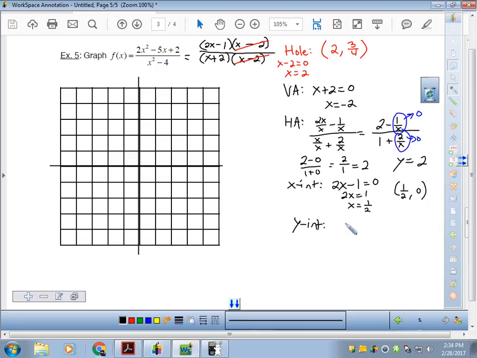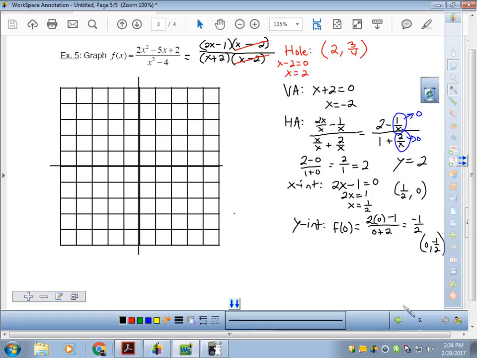And then lastly, y-intercept, we find f of 0. Again, you can do it in the original or you can do it in the reduced. It doesn't really change anything. I'm just going to do the reduced. So 2 times 0 minus 1 over 0 plus 2. 2 times 0 is 0, minus 1 is negative 1. 0 plus 2 is 2. So we get negative 1/2. So (0, -1/2) is our y-intercept.